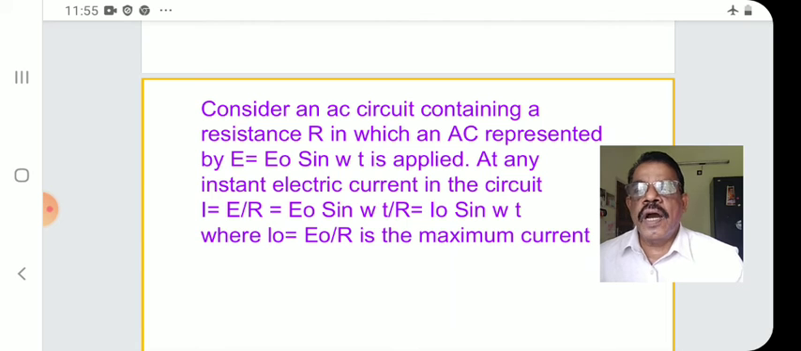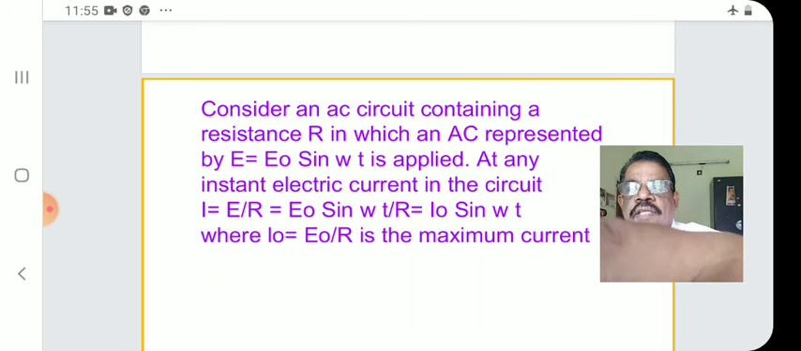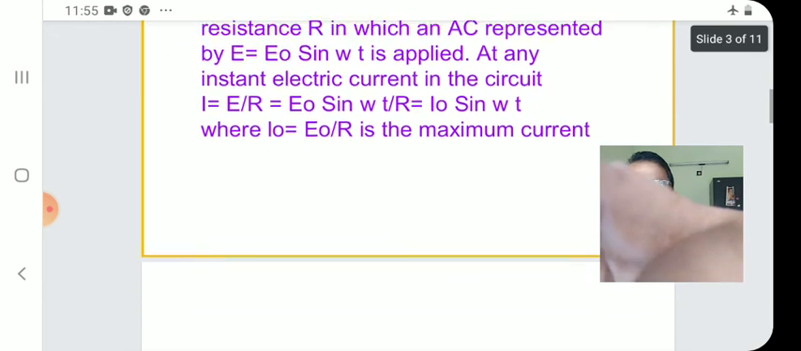Put E0 by R equal to I0, which is the maximum current in the circuit. So we get I equals I0 sin omega t. That is the current equation in a resistive circuit. The voltage equation is E equals E0 sin omega t. The current equation is I equals I0 sin omega t. I0 is E0 by R or I is E by R. Then we see something about phase and the resistance.